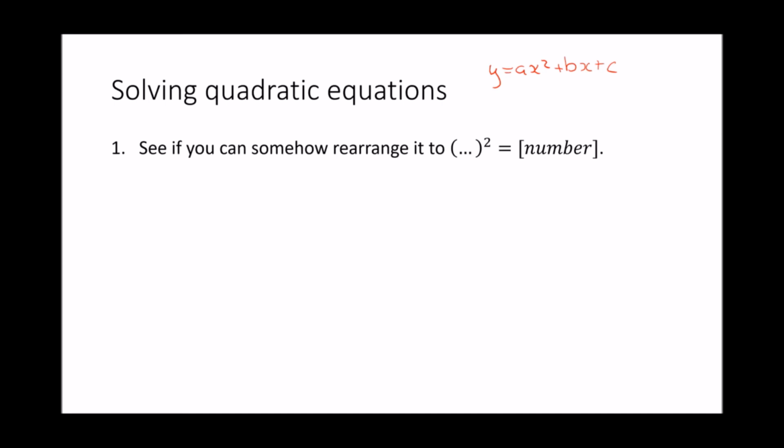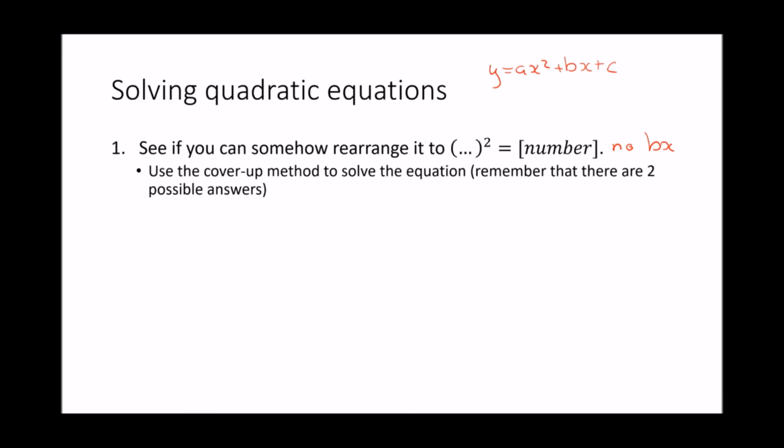This only works if we only have something squared and a number. So no bx term, no term with just x. In this case, you can just use the cover-up method to solve the equation, as long as you remember that there are 99% of the time 2 possible answers. If this doesn't work, if there is a bx term, then you rearrange to 0.